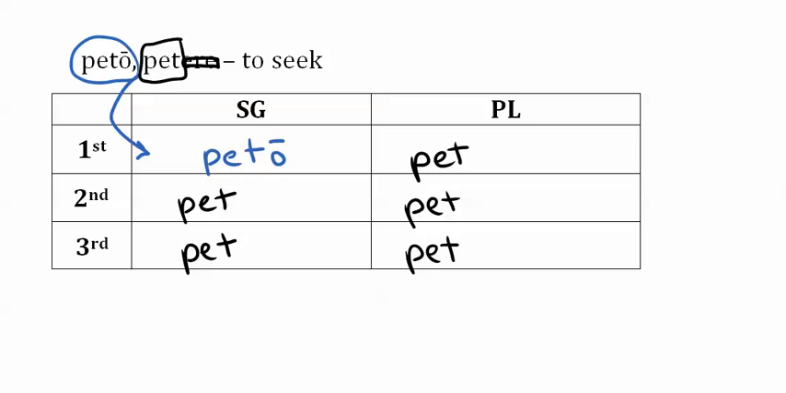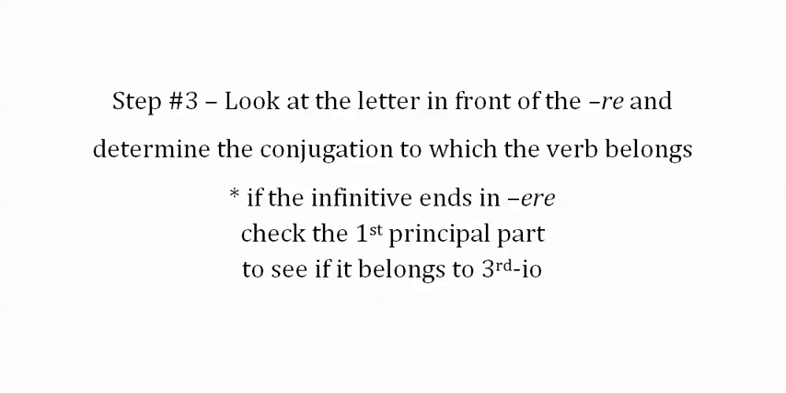Now I'm ready for step 3. To complete the third step, first I need to identify the conjugation of this verb. Usually you only need to look at the second principal part, or the infinitive, to figure out the conjugation. Because peto, petere ends in a short E-R-E, without a macron or long mark on this E in front of the R-E, that tells me it's third conjugation.